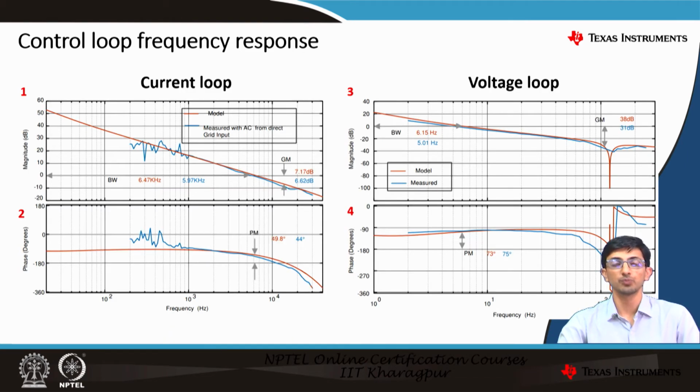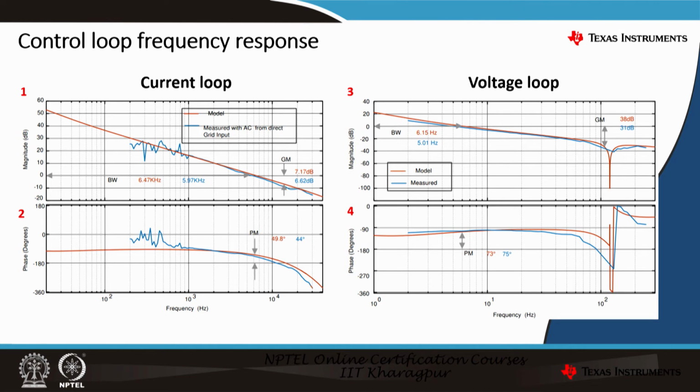The control loop frequency response observed looks something like this. The red line that you see in images 1, 2, 3 and 4 is basically the modeled control loop that we designed. And the blue line that you see is captured using the software frequency response analyzer, that is the SFRA tool available with the C2000 digital power SDK. As you can see here, the blue line, that is the measured line, is almost matching the model that was as per our desired requirement. And in the current loop as well as the voltage loop, the gain margin as well as the phase margin show that the loop is predominantly stable as required.